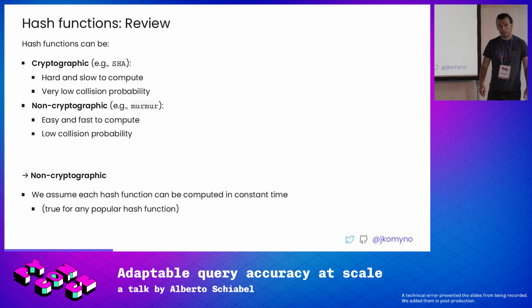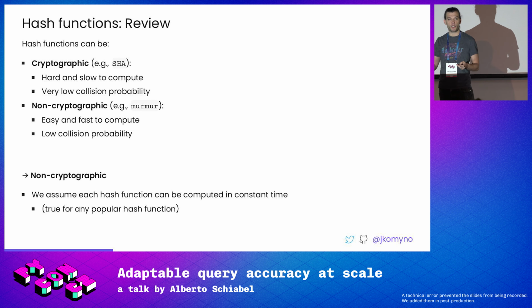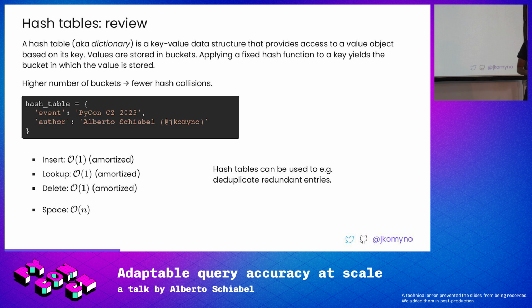Let's see also a little bit of a categorization. Usually there are cryptographic hash functions for cybersecurity purposes. We don't need them. They are very good, but they take too long to compute, and we want very fast results. We want to compute hash functions in constant time. Thankfully, there are also great tools and frameworks providing non-cryptographic hash functions like Murmur3, and that's what we're going to focus on.